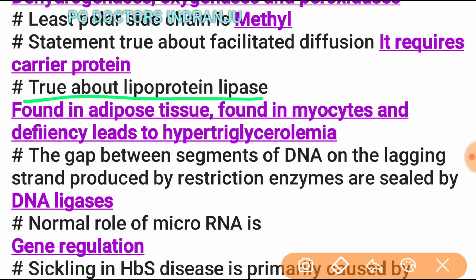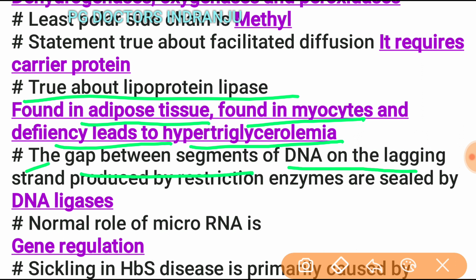Next, what is true about lipoprotein lipase: it is found in adipose tissue and in myocytes, and its deficiency leads to hypertriglyceridemia. The gap between segments of DNA on the lagging strand, produced by restriction enzyme, that means restriction endonuclease, is sealed by ligase. When the word sealing is used, it is ligase. When the word breaking is used, then it is gyrase.